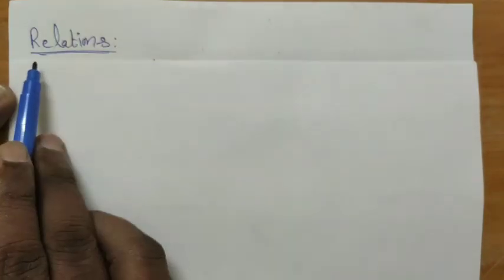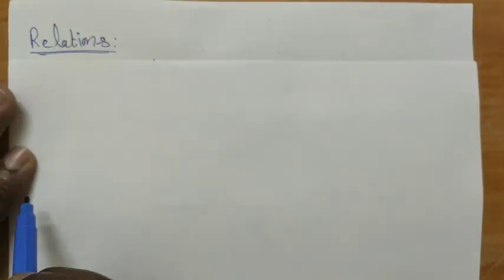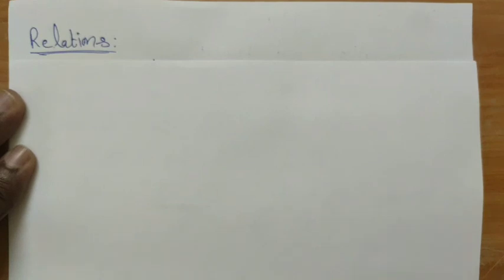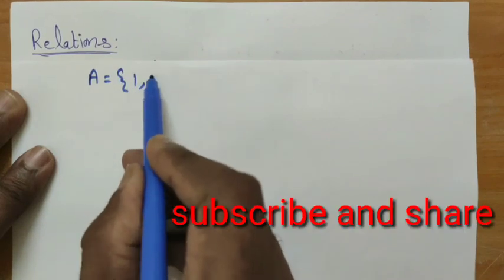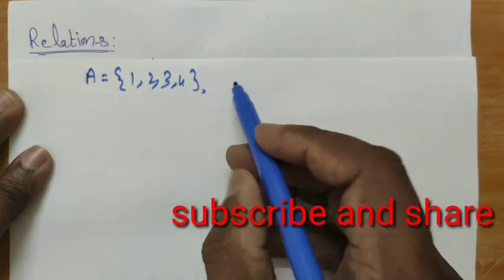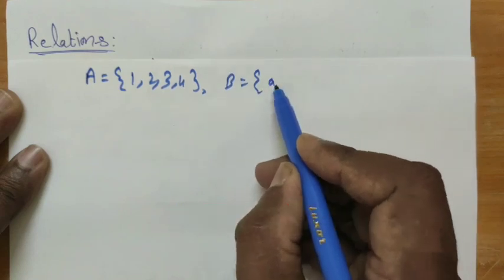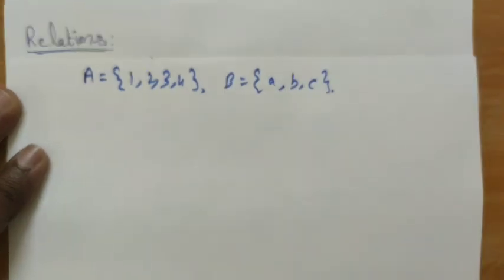Hi students, next relations, right? We have already seen about the Cartesian product and the cross product. Now let me take A as one set, that is 1, 2, 3, 4, and then B as another set, that is A, B, C, right?